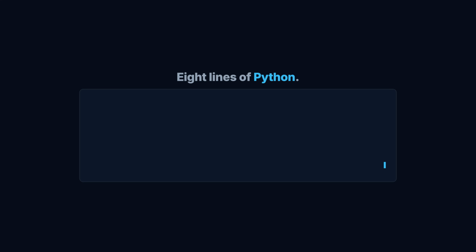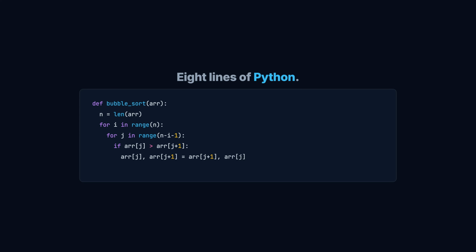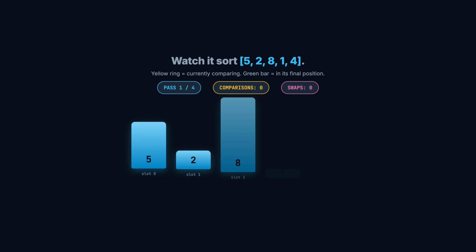8 lines of Python. Define a function that takes a list called R. Store its length in n so we do not have to recompute it every loop. Outer loop: do n passes. Inner loop: for every index j up to the end of the unsorted part. If the value at position j is greater than the value at j plus 1, they are out of order. Swap them in one line using Python's tuple assignment. Return the sorted list. Let's run it on a concrete list.